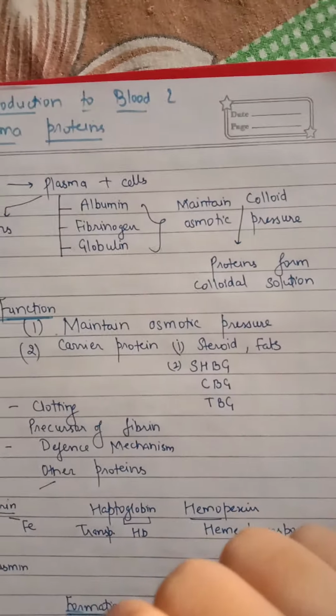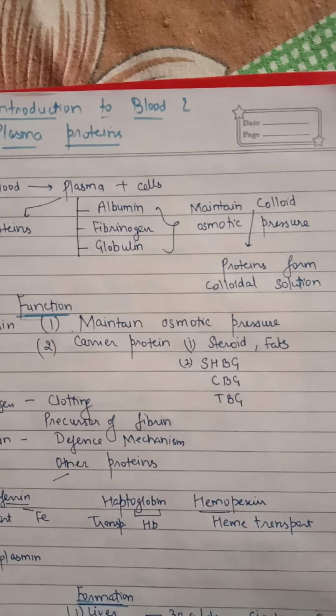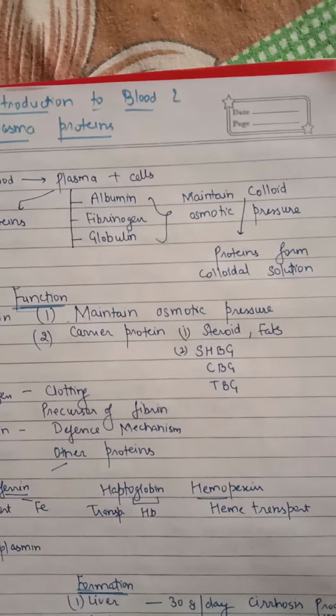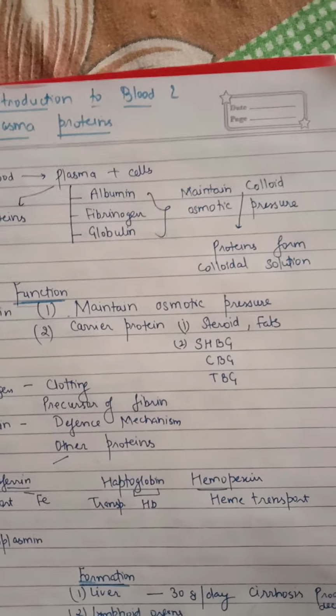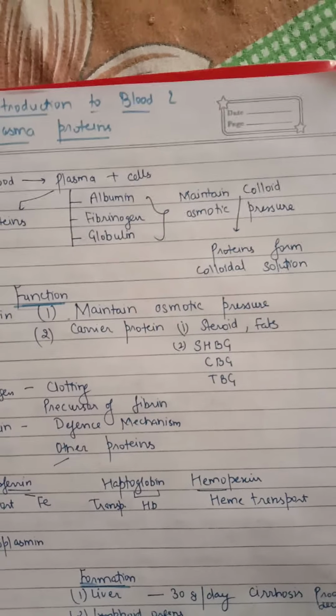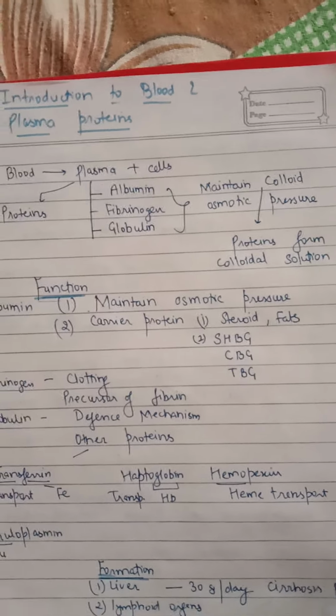So, what's the function of these proteins? They maintain the colloid osmotic pressure. Why is it called the colloid osmotic pressure? Because when proteins combine with water, they form a colloidal solution. That's why it's known as colloid osmotic pressure. So, these plasma proteins help to maintain the colloid osmotic pressure.